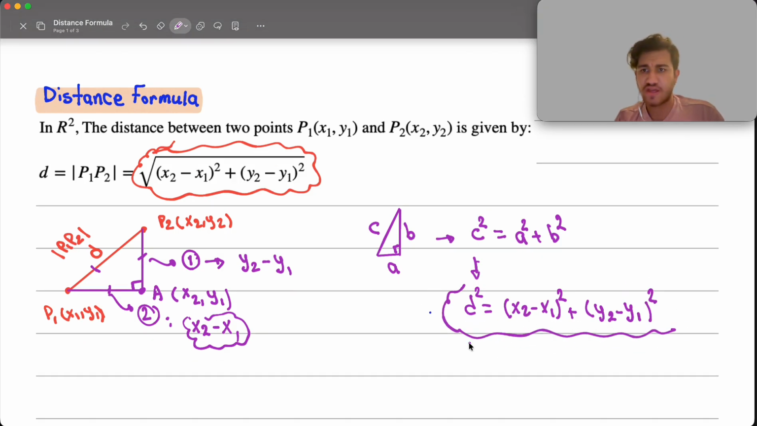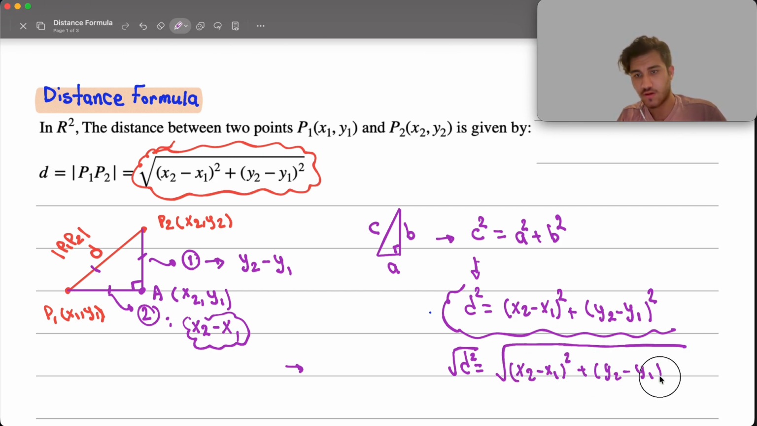Then the only thing that we can do is just square root both sides. We're going to get d, or basically the square root of d squared, is equal to the square root of x2 minus x1 all squared plus y2 minus y1 all squared. And this side is going to be just d, or basically positive and negative d. But since distance can never be negative, we are only interested in the positive sign of the distance. And that's all about 2D.